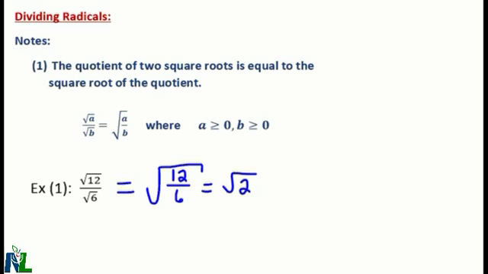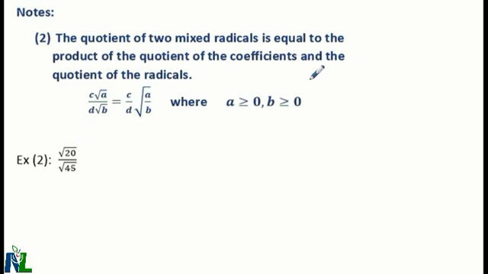Now let's look at another note. In this question, note that it says that we're working with mixed radicals. So when it comes to mixed radicals, it says I need to also look at the quotient, or in other words, divide the coefficients which are at the front. So right here, these are indicated by the letters C and D. They would get divided as well.